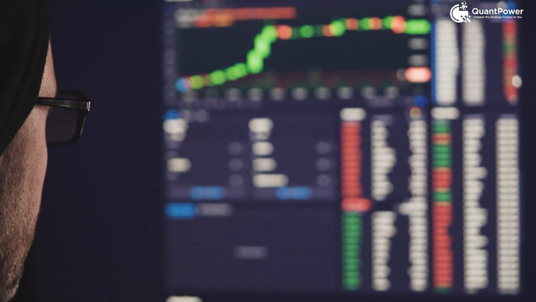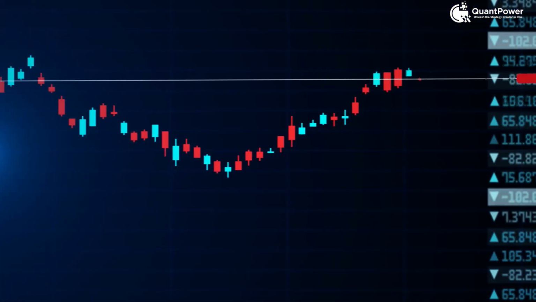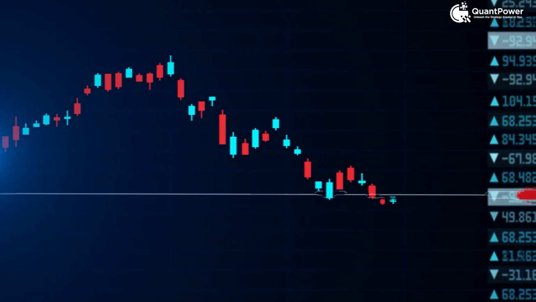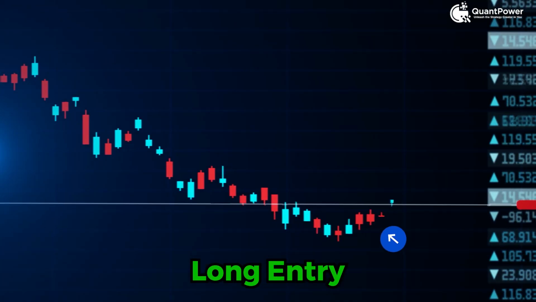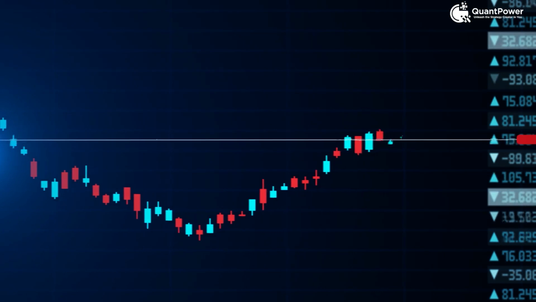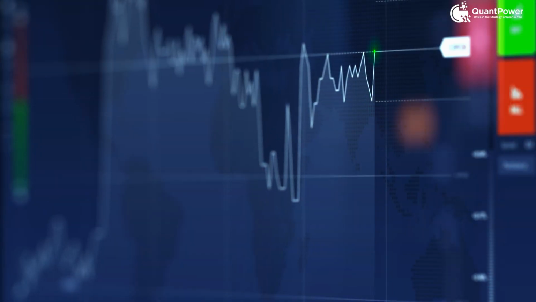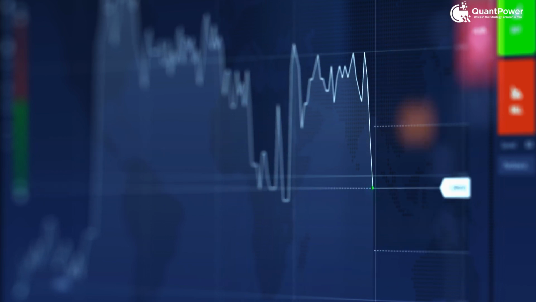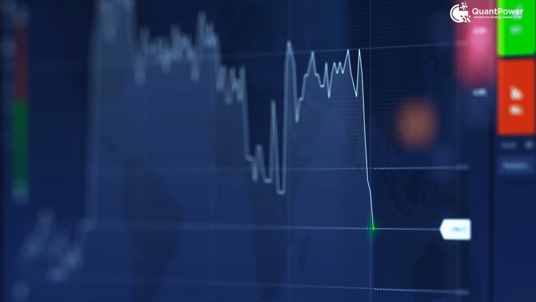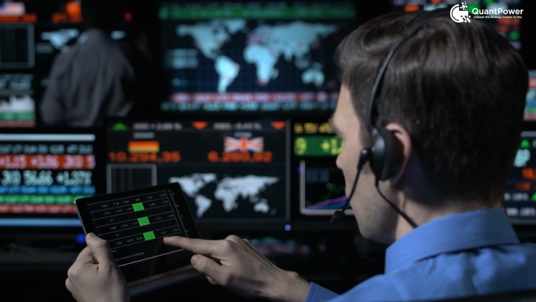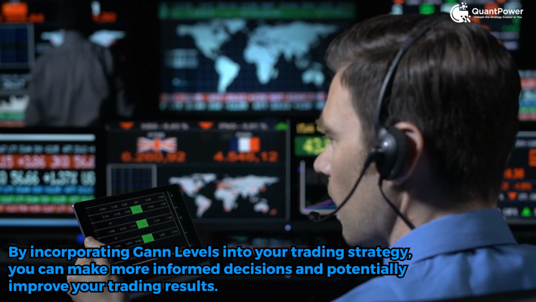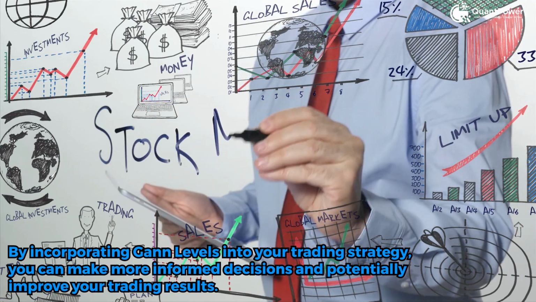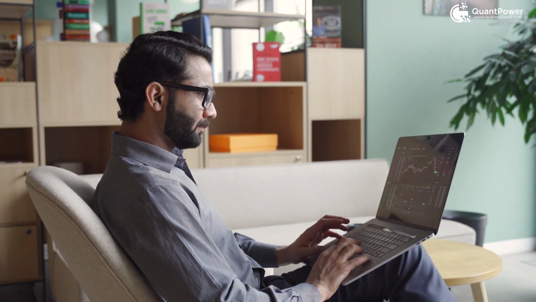So, let's say you are eyeing an index and the price is approaching a significant Gann level. This could be an opportunity to enter a trade, as the price may bounce off that level. And on the other hand, if the price reaches a significant resistance level indicated by the Gann levels, it may be time to exit your trade. By incorporating Gann levels into your trading strategy, you can make more informed decisions and potentially improve your trading results.